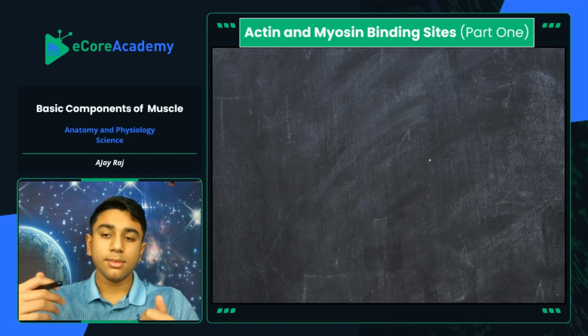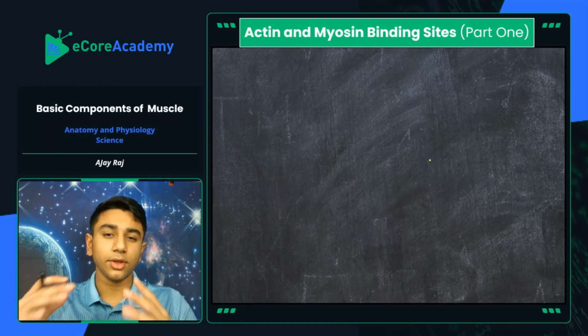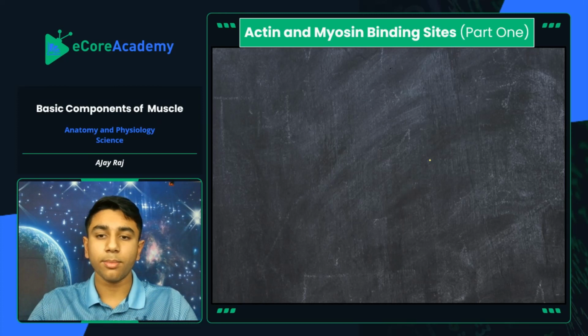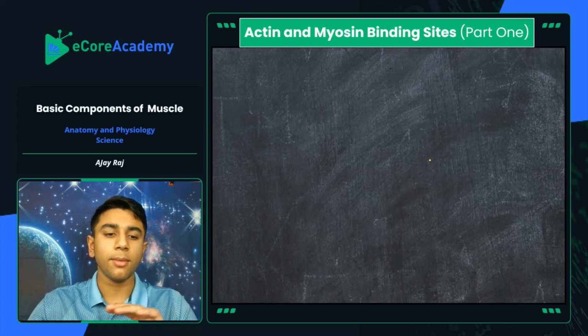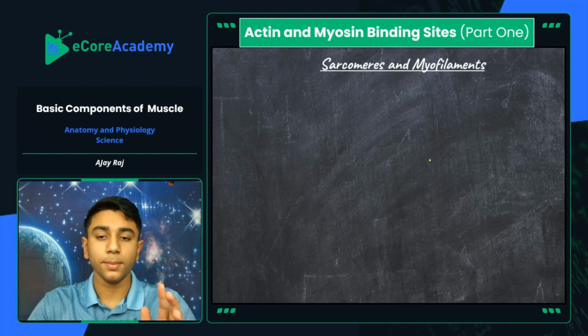Now let's take a look at actin and myosin binding sites. I'm not going to get into what actin and myosin actually do yet. I want to save that for another video. It's a very important video, a lot more complex, so I want to introduce this to you before I introduce that. But let's look at the locations on the muscle. So these are the actin and myosin binding sites, part one, and these are the different components of the muscle, essentially. More components. So we have sarcomeres and myofilaments.